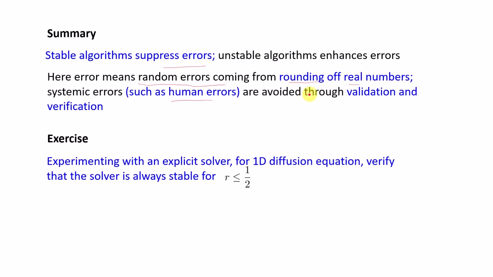For your exercise, you go back to that explicit solver that you have already seen and verify that the solver is always stable for r less than 1 by 2. You run that for many different delta t and delta x's, but keep the r less than 1 by 2 and verify that it is indeed always giving you a stable solution. Not necessarily the solution will be always good, or always highly accurate. But what we are claiming is that when r is less than or equal to 1 by 2, the solution will be stable. That means it will not show this unphysical undulation and unbounded errors.